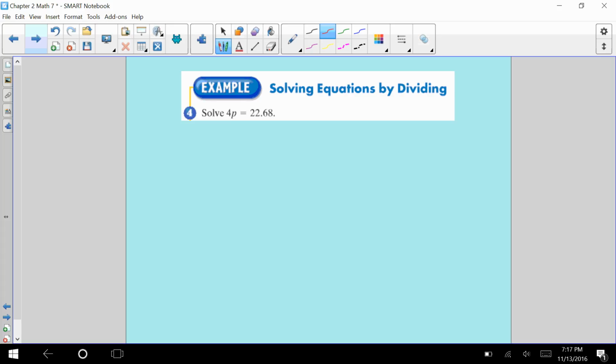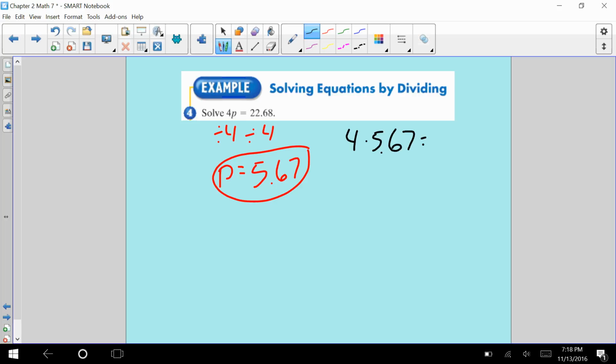How about this one? 4p equals 22.68. Remember, 4p means 4 times p. So to undo multiplication, we need to divide both sides by 4. When I divide both sides by 4, I get p by itself equals 5.67. To check our answer, we'll take 4 times 5.67. Does that equal 22.68? Well, it sure does equal 22.68 when I check it with a calculator. So it checks out, we got the right answer.